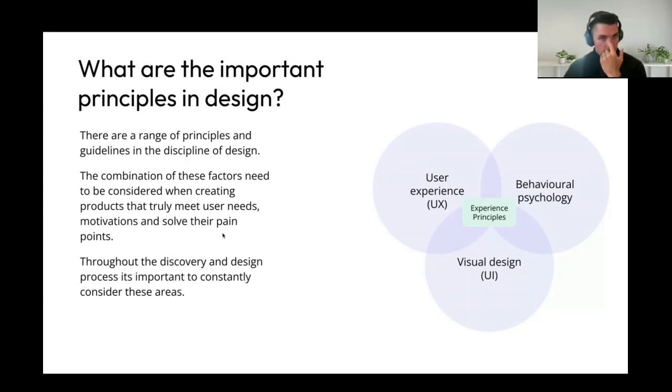So what are the important principles in design? Around this Venn diagram, there are 3 core areas. One is UX, one is UI, and one is behavioral psychology. And these are the ones that we talk to when building products out for users and businesses. And experience principles sit within the heart of those, which is really interesting.